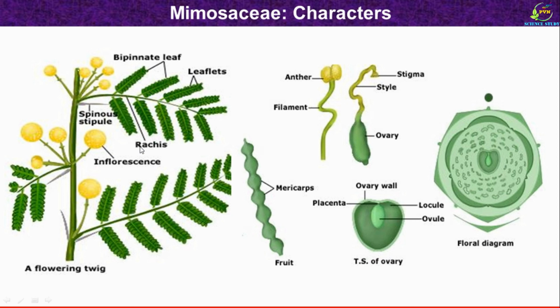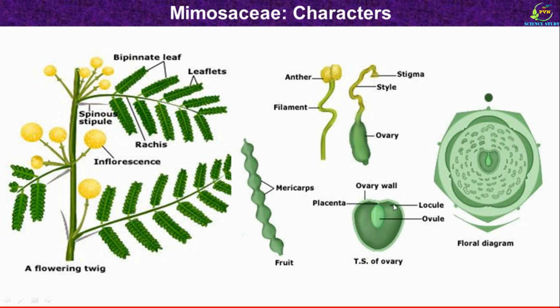When we dissect the flower, we can observe that this is the stamen comprising filament, connective and anther, and this is the gynoecium consisting of ovary, style and stigma. When we take the transverse section of the ovary, we can observe that only one locule is present, where the ovules are arranged on marginal placentation. So this is the placenta of this ovule, and this is the ovary wall.